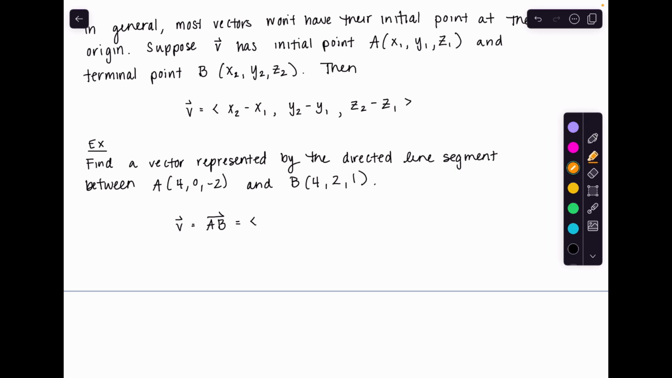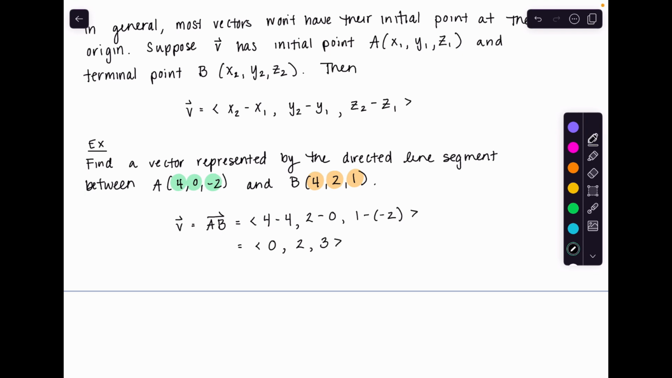So we take all of these different B values and we subtract the A values because we're starting at A and ending at B. So for the first one, B ends at 4, and we subtract A value, which is also 4. B ends at 2, and it starts at 0, and then the Z component, B ends at 1, and A starts at negative 2. So subtracting these out, our vector V moves nothing in the X direction, moves 2 in the Y direction, and then moves 3 in the Z direction.